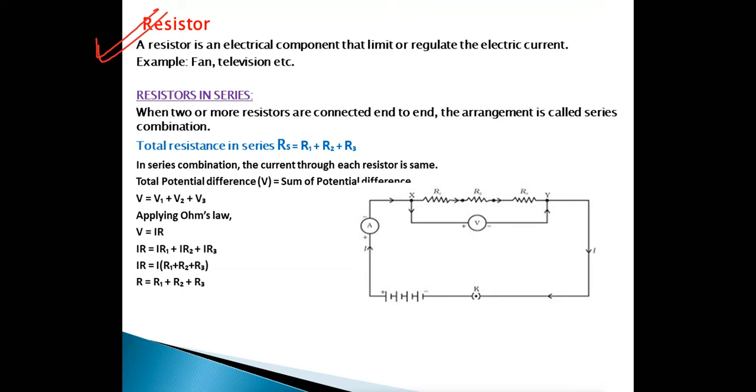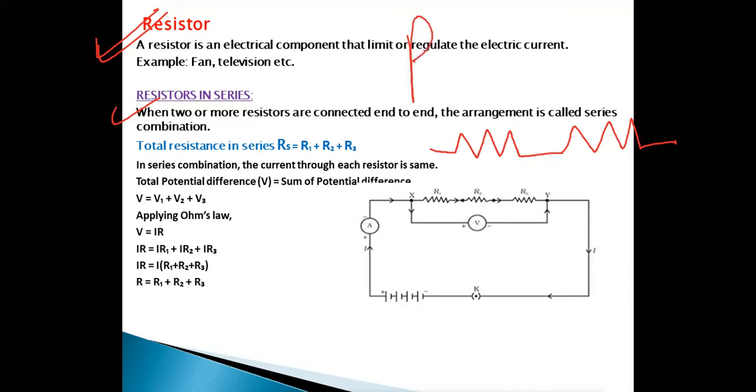Resistors in series we will read, and two types of combination we will read over there: series combination and parallel combination. When two or more resistors are connected end to end, the arrangement is called a series combination. Series combination means like this: this is one resistor, and this is another resistor, and they are connected in series. End to end combination is called series combination.